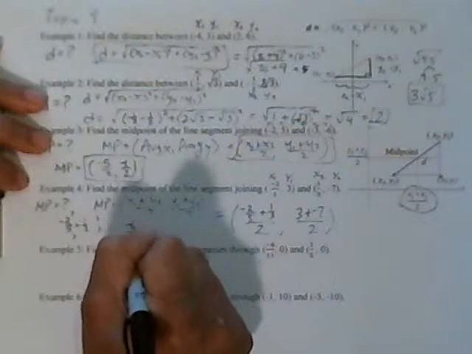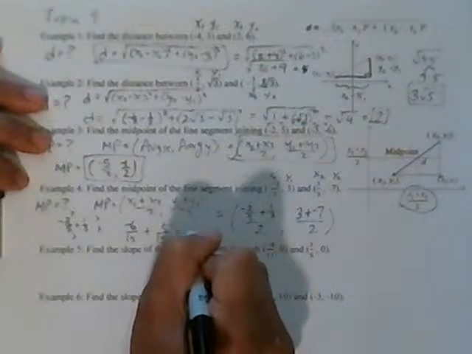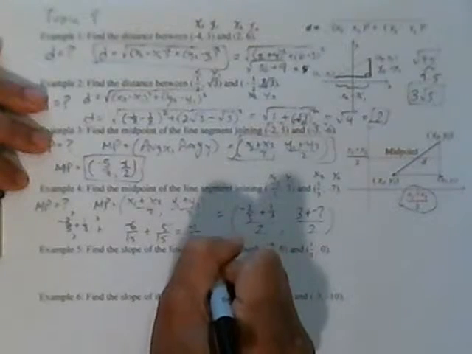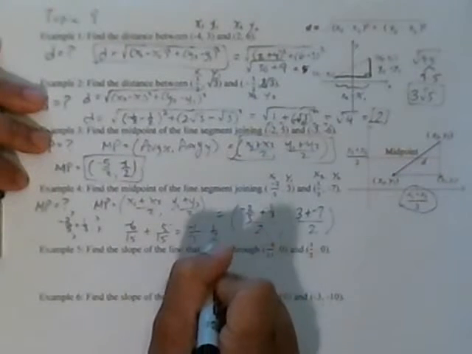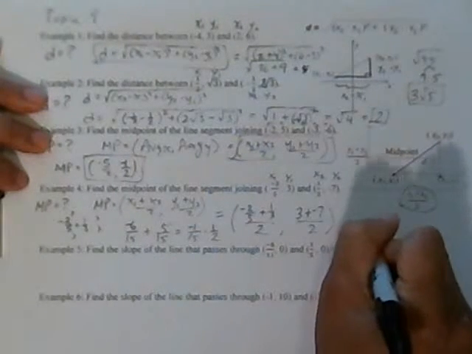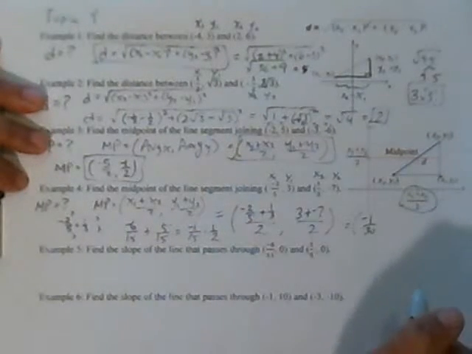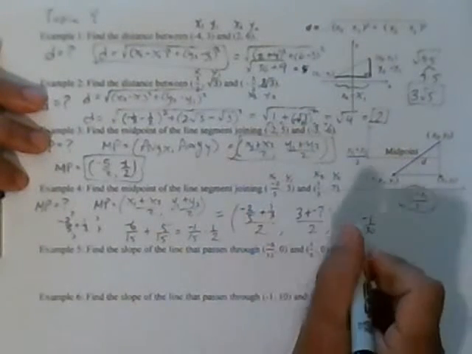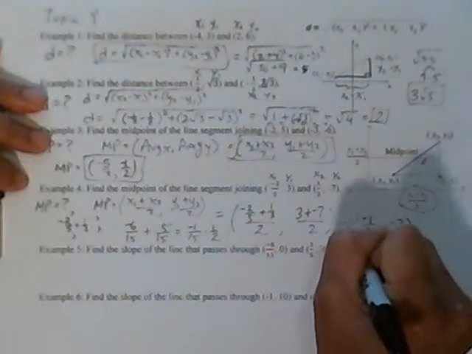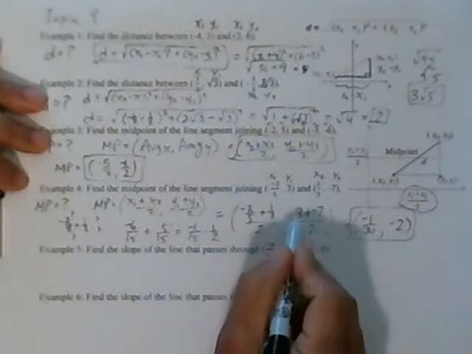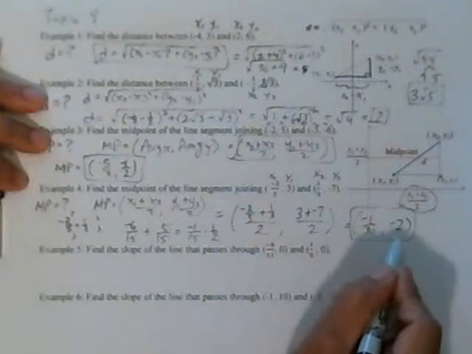That's going to be -6 over 15 plus 5 over 15, and that's equal to -1 over 15. That's all divided by 2, which is the same thing as multiplying by 1/2. That becomes -1 over 30. Lots of mathematical basics, so make sure you get your basics down. 3 plus -7 is -4, divided by 2 is -2. Again, 3 plus -7 is 3 minus 7, that's -4 over 2, and I had to reduce it.